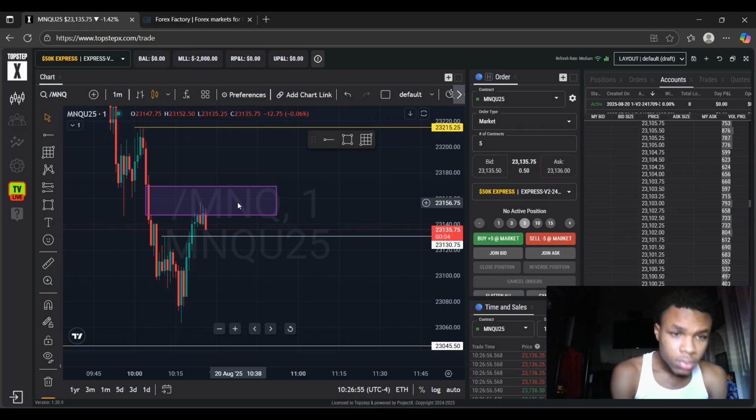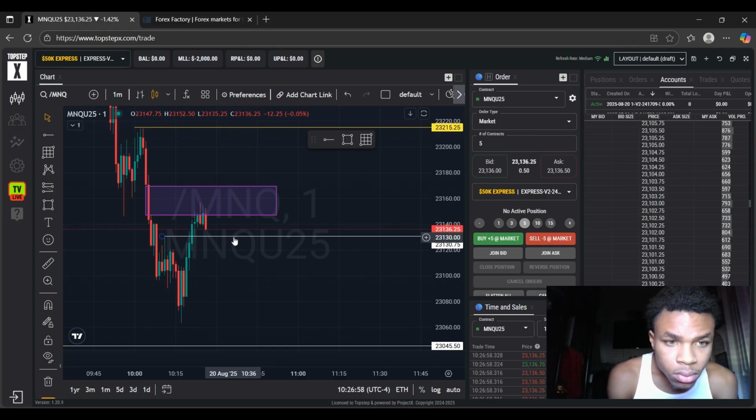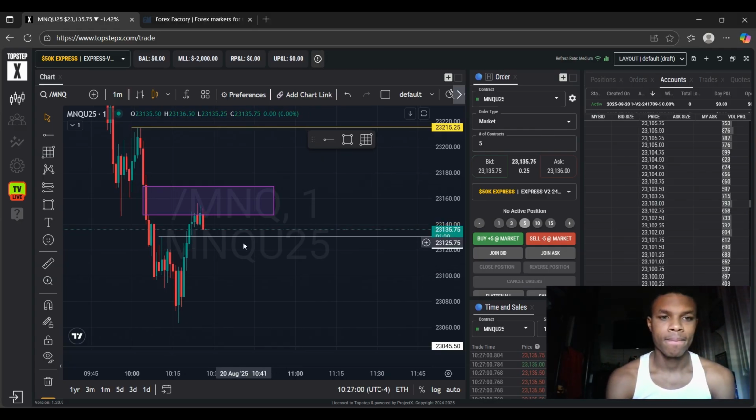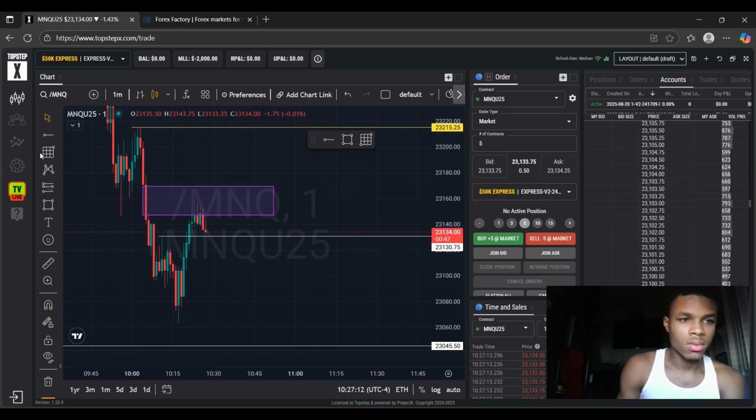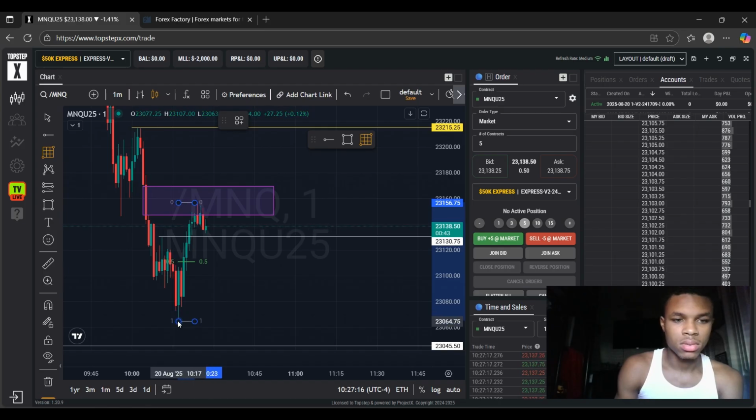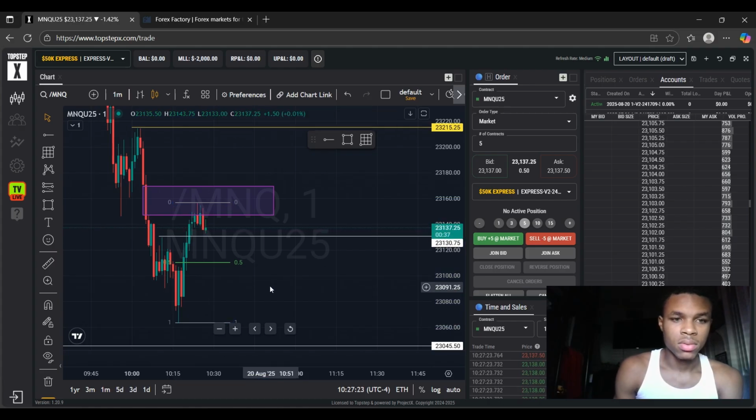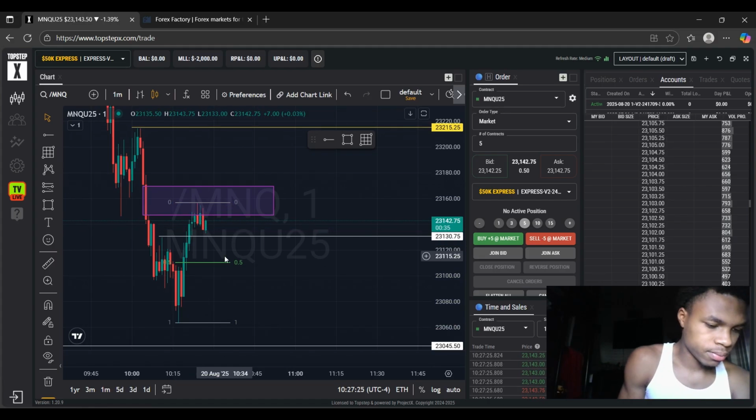All right. We're gonna get the breaker structure to the downside right here, though. Because once we get that, pretty sure we'll be in equilibrium. So from these lows, yeah, we're in equilibrium too. You gotta reject the fair value gap.